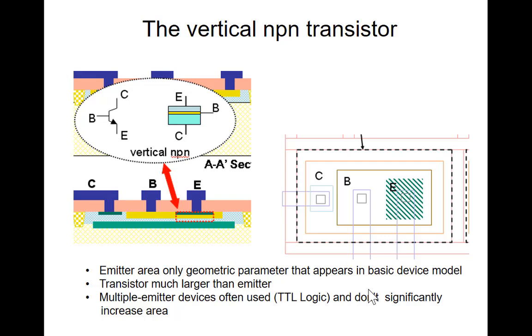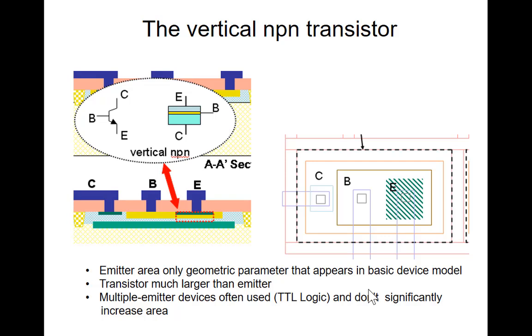The emitter area is the only parameter that plays a major role in the IV characteristics of the device. So we don't really care how big the base region is from a performance viewpoint. We don't care how big the collector region is from a performance viewpoint. We just care what the size of this emitter region is. It's essentially surrounded by base, and the base is surrounded by collector.